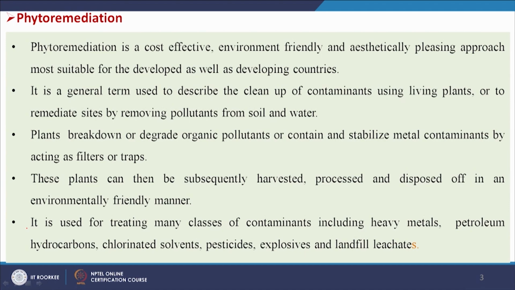As mentioned earlier, in phytoremediation living plants are used for the remediation of wastewater and contaminated soil. We have seen that when we use microbes for wastewater treatment, microbes degrade the organic compounds and take energy from them, that is heterotrophic bacteria or microorganisms. There may be chemotrophic microorganisms and autotrophic microorganisms, of different types.